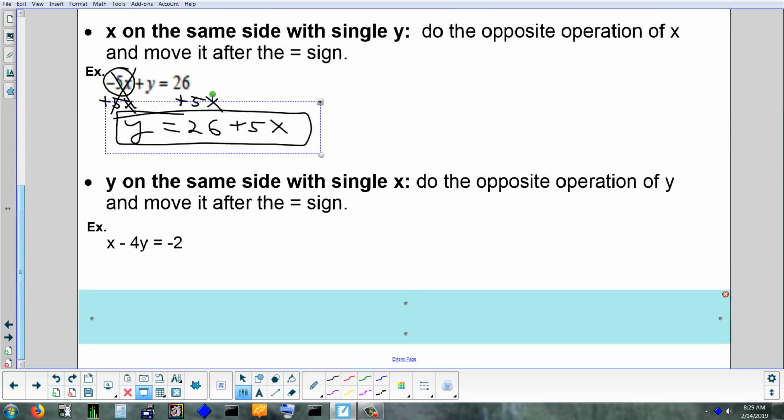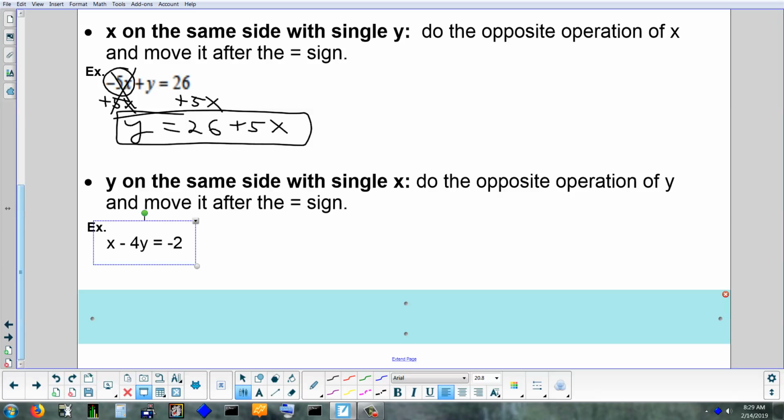So when you're setting a system up for substitution, you always want to look for the letter that's by itself, right? Well, not by itself, but the letter that doesn't have any number in front of it except a 1. That's the easiest letter to get by itself. Could you get the y by itself here? Yes, but we did that in the warm-up, and you saw what happened. We had all those fractions when we had to divide by 4. That's a little messier. So you do the opposite operation to the y and put it after the equal sign.